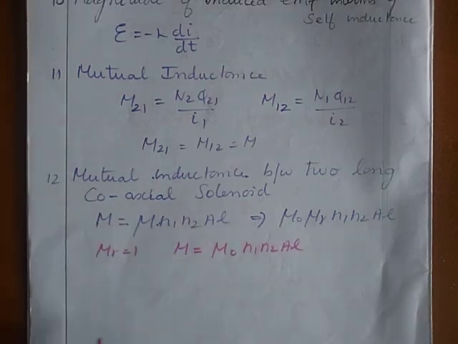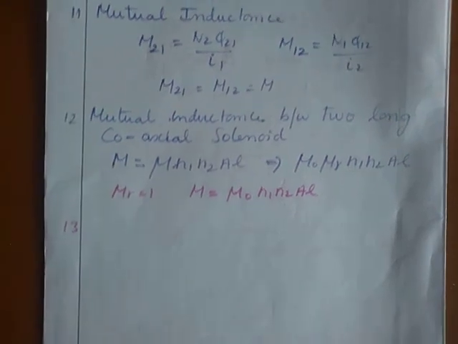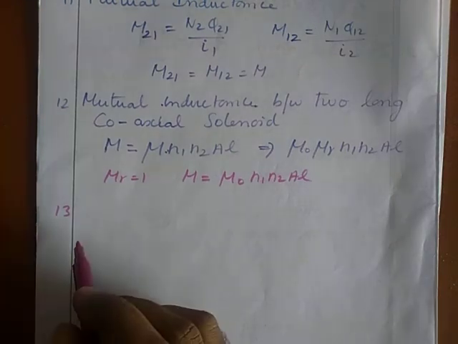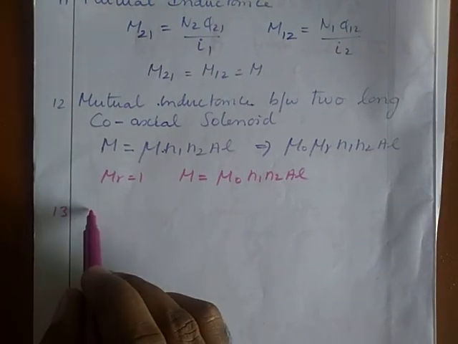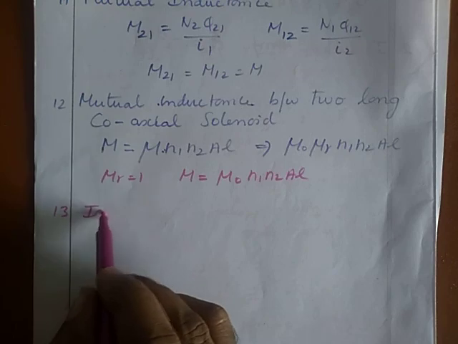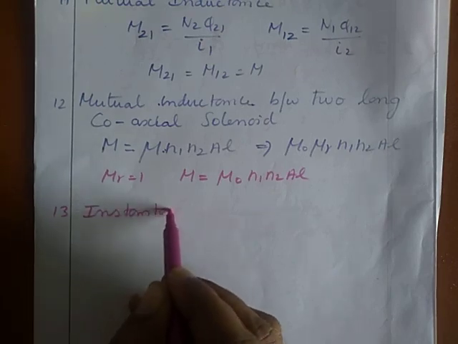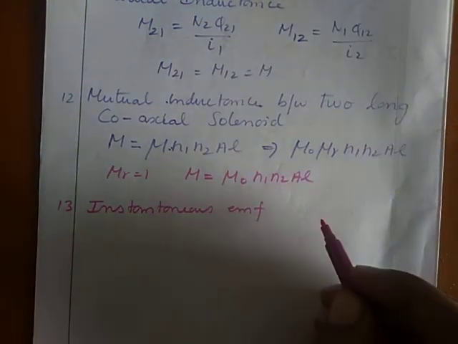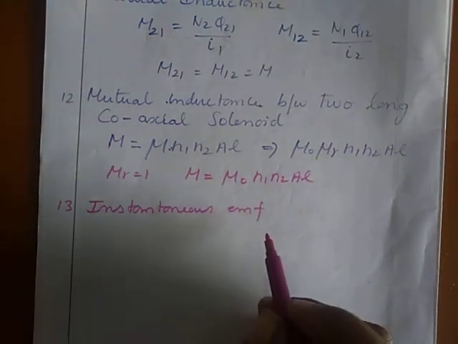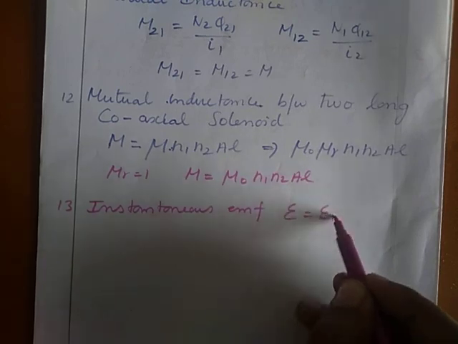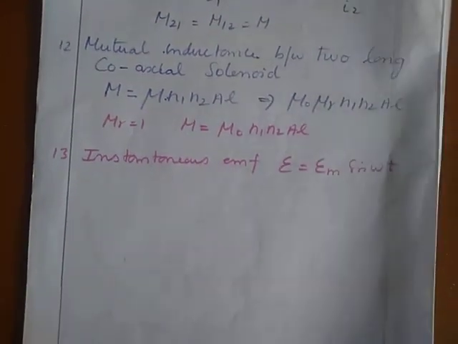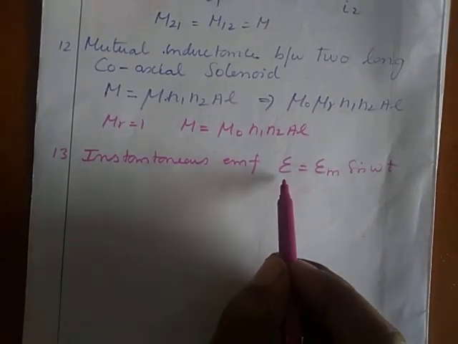Okay, then 13th one, that is instantaneous EMF produced due to the orientation of the coil with respect to time. The instantaneous EMF due to the orientation of the coil with respect to the magnetic field can be written as psi is equal to psi m sin omega t. Okay, one more thing I missed. See, this is due to the orientation of the coil.